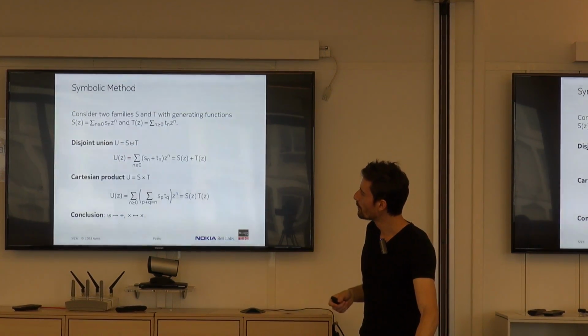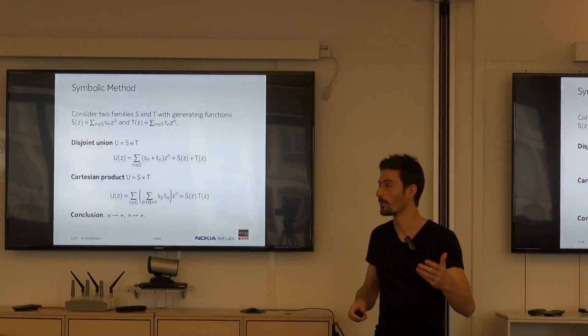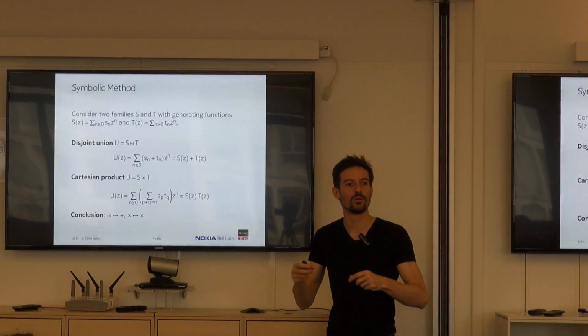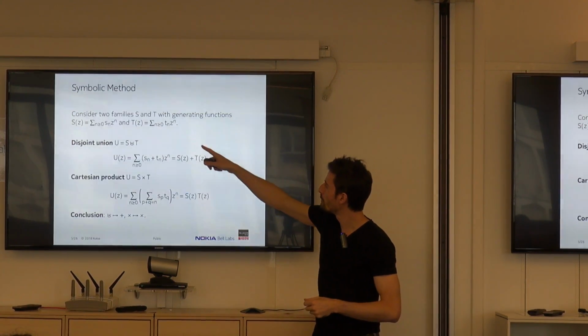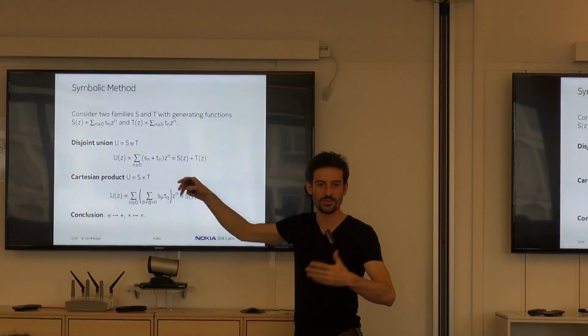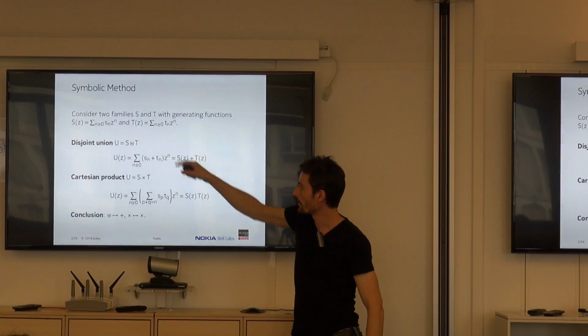So here I'm going to explain a bit how the symbolic method works on two operations. So we have those combinatorial operations, and we want to translate them into operations on the generating functions. So say we have two families, S and T, S like cycles, for example, and T are the trees. And we have the corresponding generating functions.